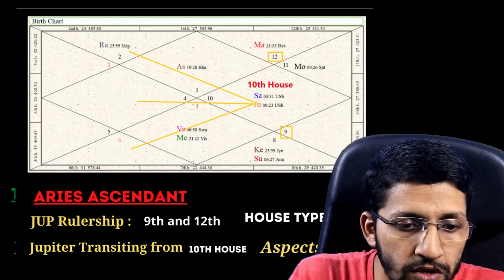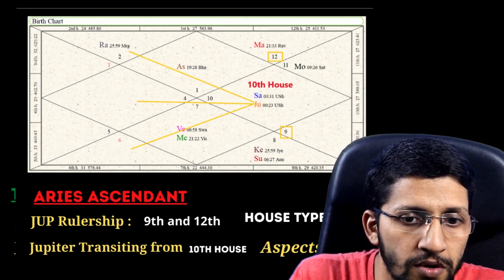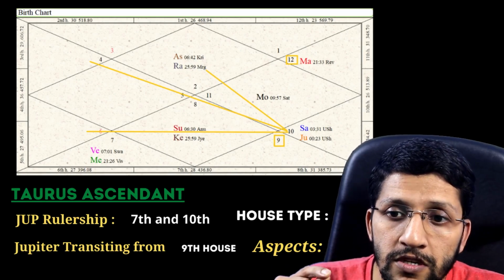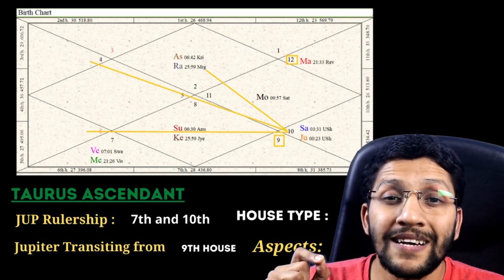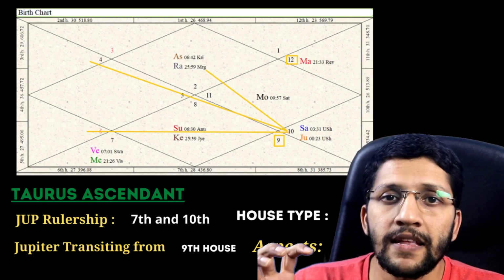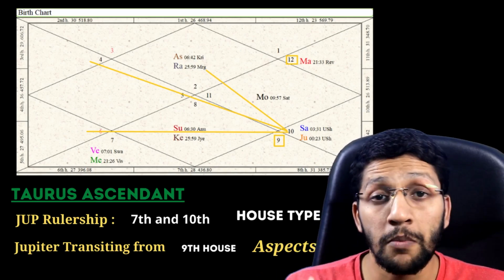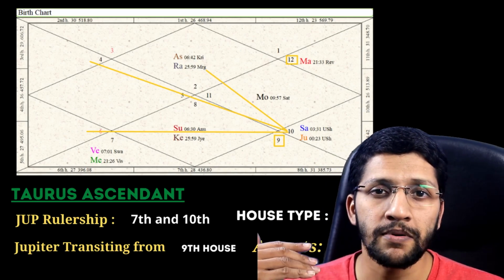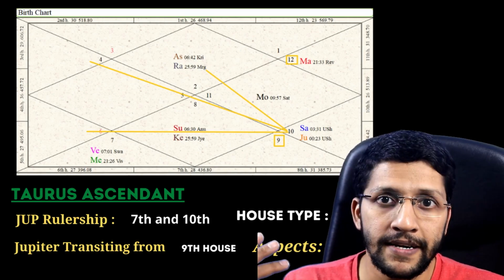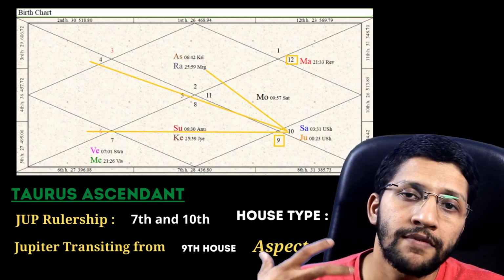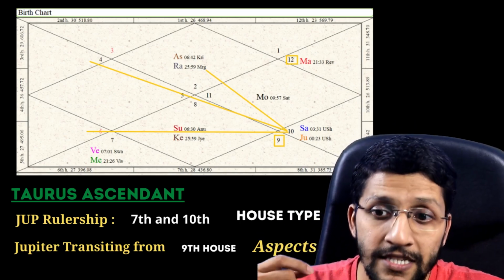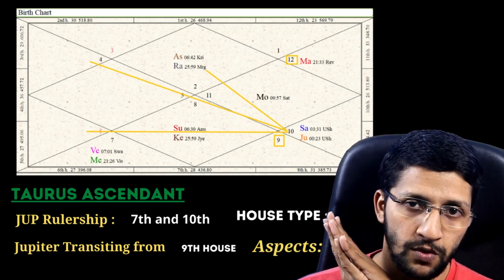Now let us talk about the Taurus Ascendant. For Taurus Ascendant, Jupiter rules the 8th house and the 11th house of the horoscope. The 8th house is a Dusthana house, which is all about ups and downs, birth and rebirth, longevity, inheritance and legacy. Now you have an expansive planet like Jupiter ruling this house and placed in the 9th house of the horoscope.